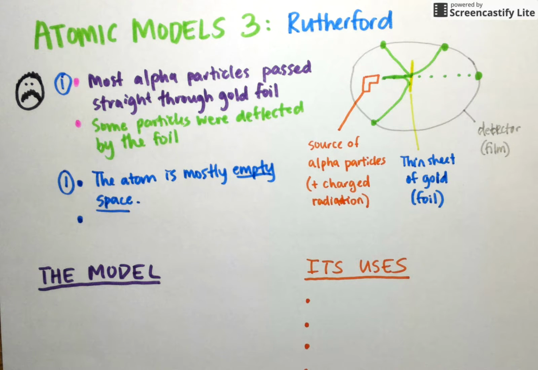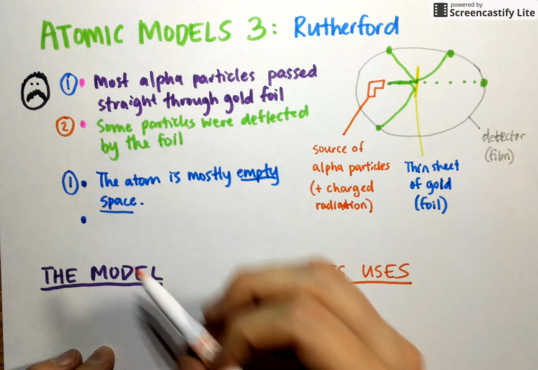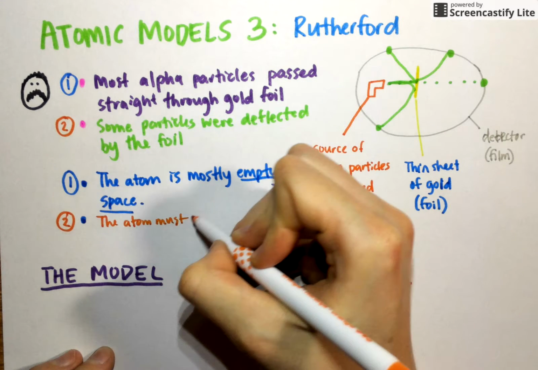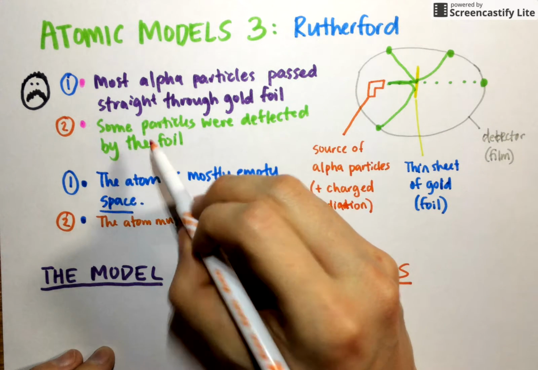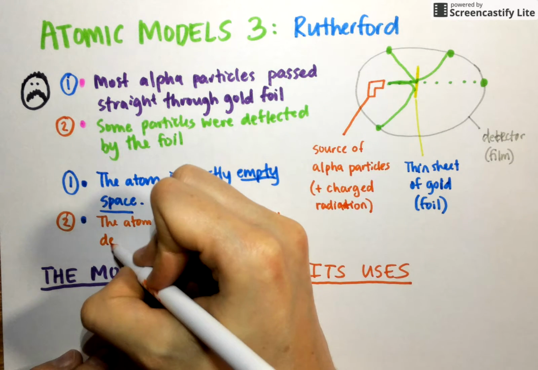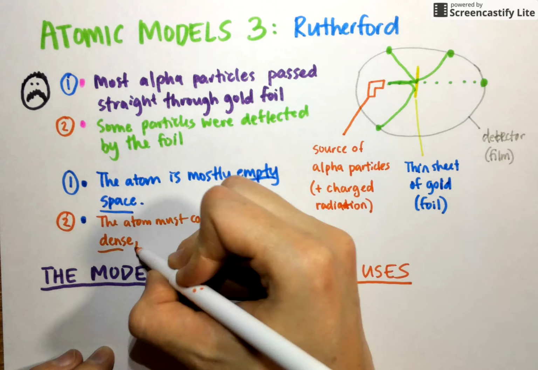So that was interesting. However, what was notably interesting about his experiment was that some particles didn't take this straight trajectory. Some particles were observed to show up over here, or even over here, or maybe back here, showing that their path had been more of a bouncy or deflected route.